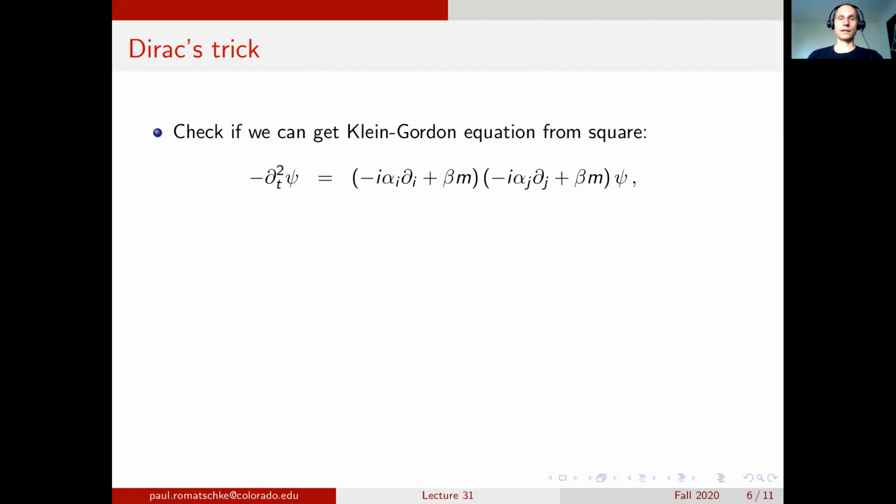Obviously, we wanted to get the Klein-Gordon equation if we iterate this Dirac equation. So if we iterate the left-hand side, we get minus dt squared psi, and on the right-hand side, we get this operator acting on psi twice. We can expand these individual terms and find that it is given as alpha i alpha j times di dj, minus a linear term in di, and a term that's just the mass squared.